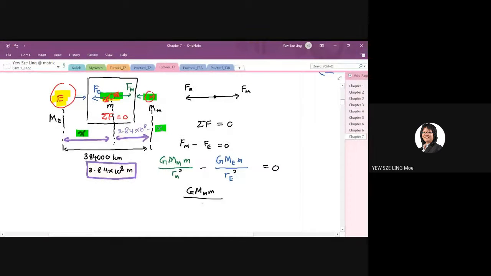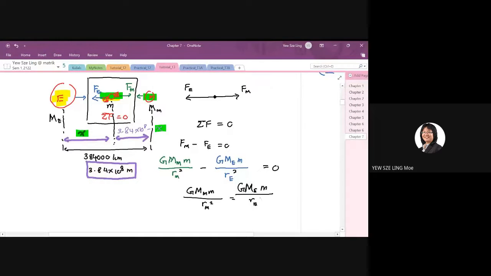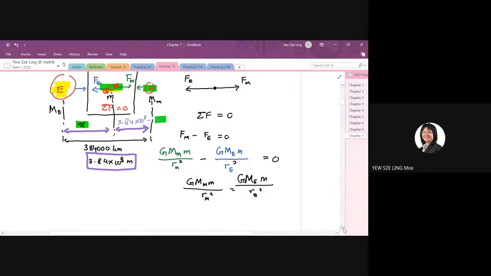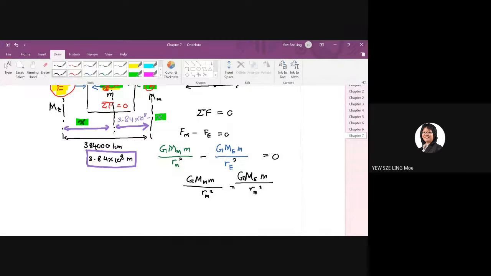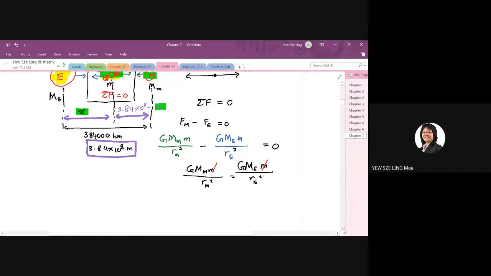GMm over Rm squared equals GMe m over Re squared. Now, according to this equation, what can I do? I can simply cancel out the mass of the spaceship. I don't need the mass of the spaceship actually. All right. So after I cancel it out, I'm just going to plug in the values.